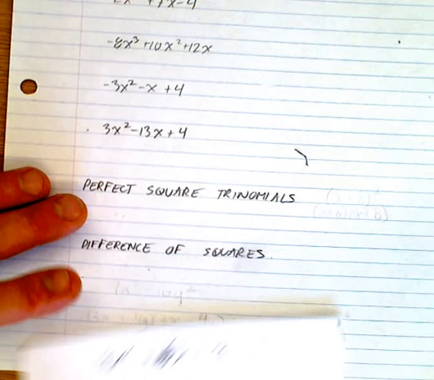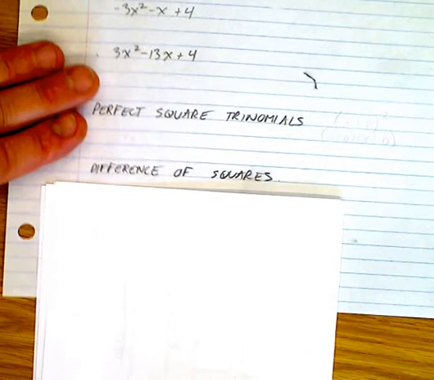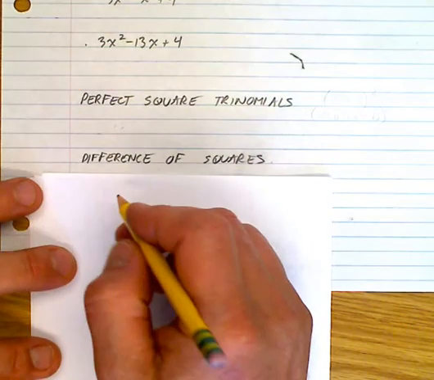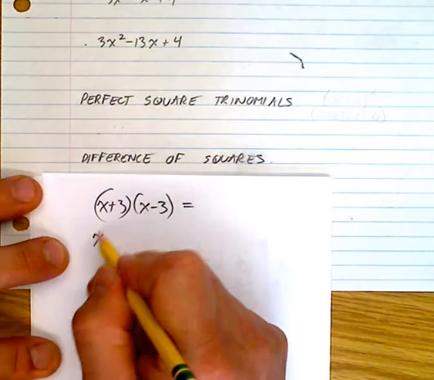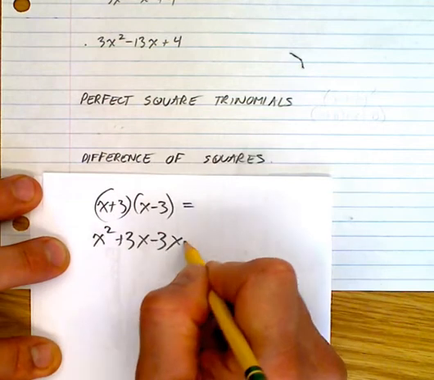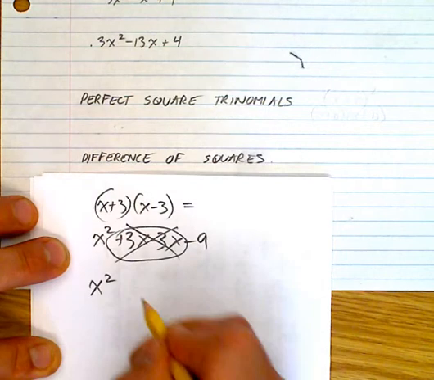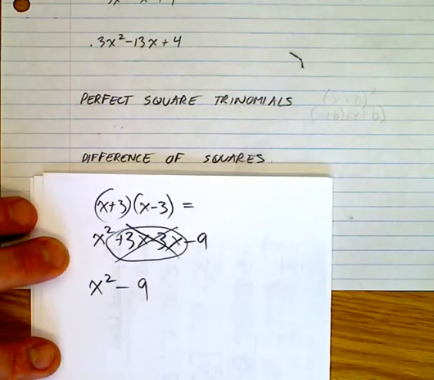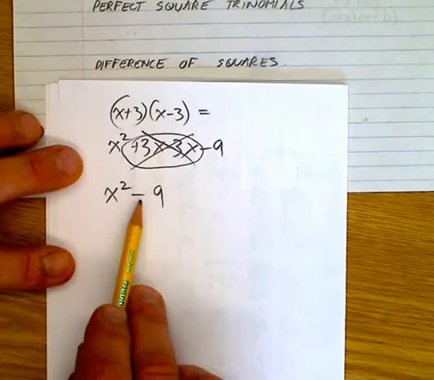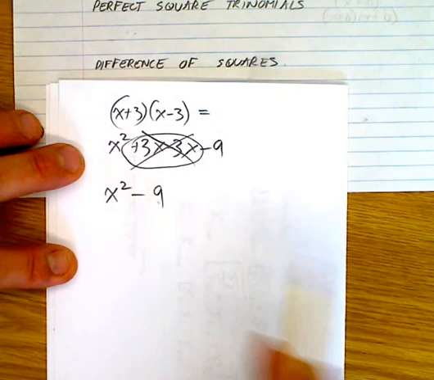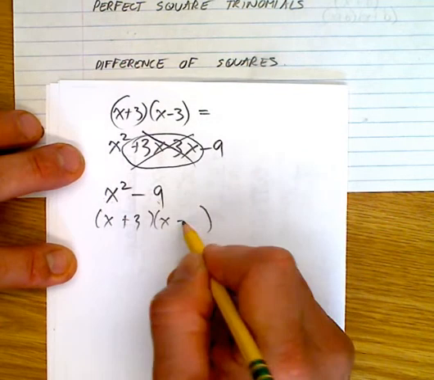All right. The one last one I want to show you is this thing we call difference of squares. Okay, and this is when you have a situation. If you FOIL this out, you'd see x squared plus 3x minus 3x minus 9, where these middle terms cancel each other out. So you're just left with the first and the last term. Okay. Now, if you have a situation like this where they're being subtracted, and they're both perfect squares, then that's what we call a difference of squares. This breaks down into x plus 3 times x minus 3.